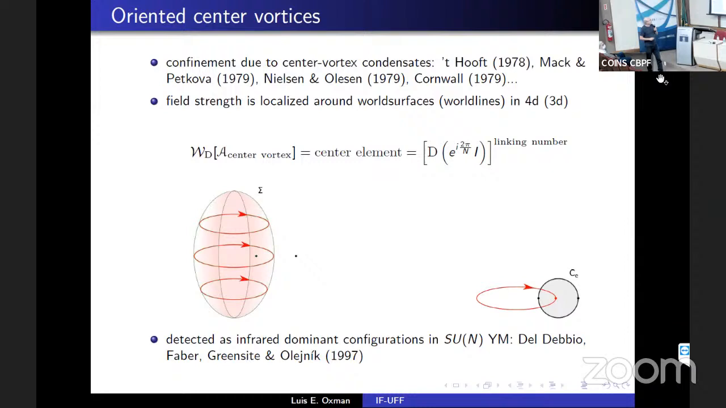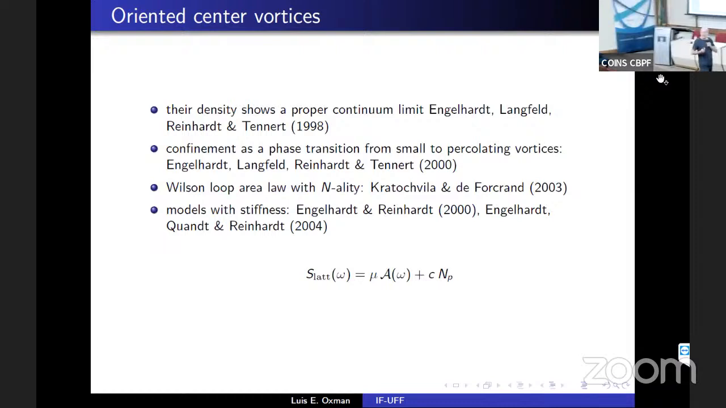And the point is that these degrees of freedom have been detected in the Yang-Mills vacuum using lattice calculations. For example, you get a finite density when you go to the continuum limit in the lattice, so it is physical. And confinement is obtained as a transition from large world surfaces to small world surfaces. In the confining phase, you have huge world surfaces which percolate.